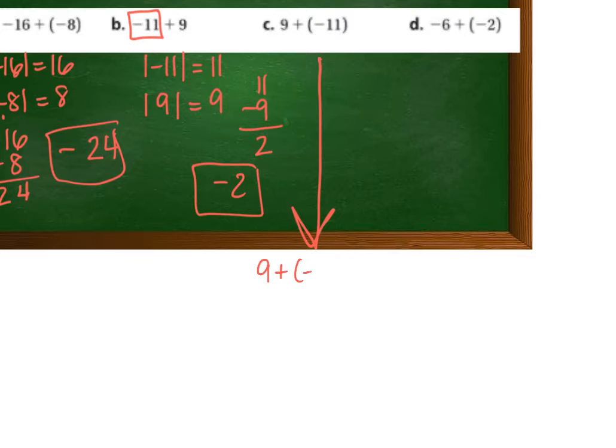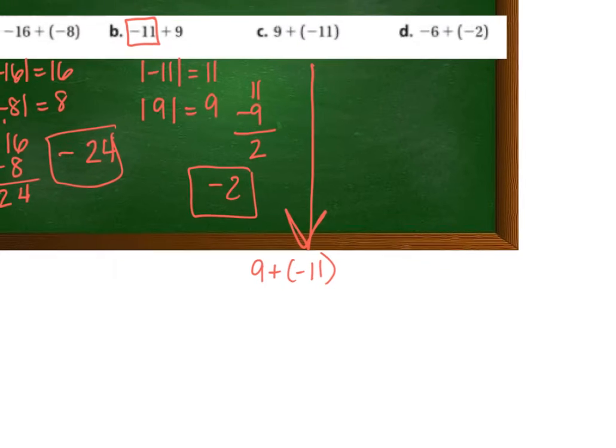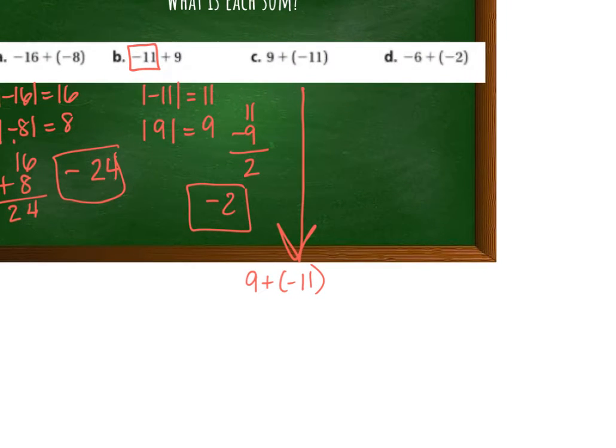9 plus negative 11. That is exactly what B was, only reversed, okay? So they use the commutative property of addition. Wow, look at us using properties that we learned in old lessons. We're awesome. So they use the commutative property of addition to rewrite this just the reversed way, okay? So we're going to do the same exact thing.